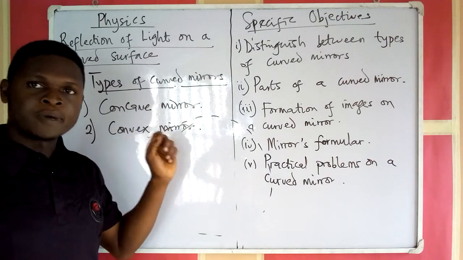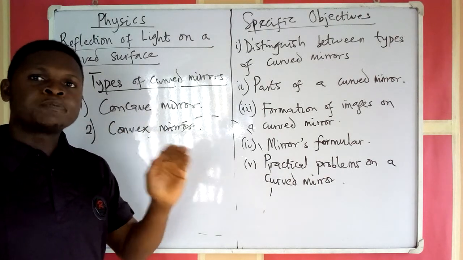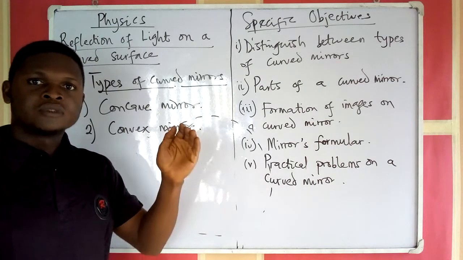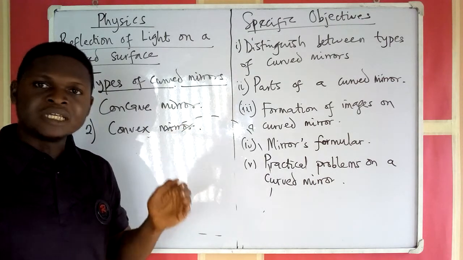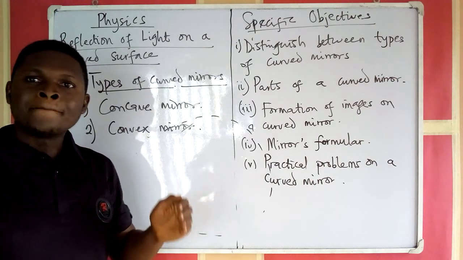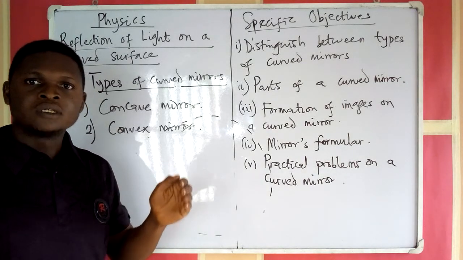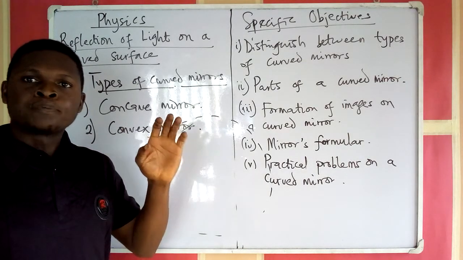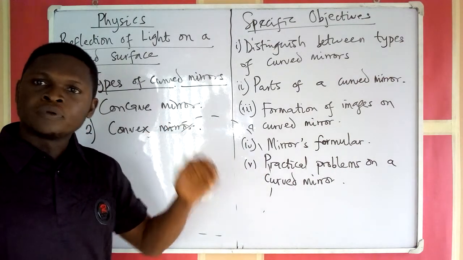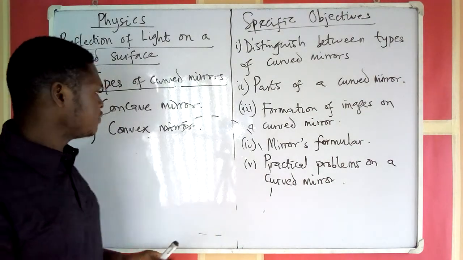But for a convex mirror, irrespective of the position of the object in front of the mirror, the properties of the image remain the same. It has the same kind of property no matter where you position the object in front of the mirror. So meaning that the property remains constant for any position of object. Now let's quickly dive into it.